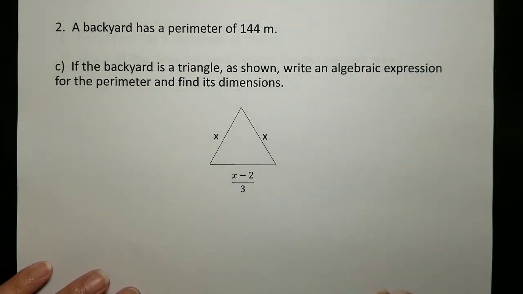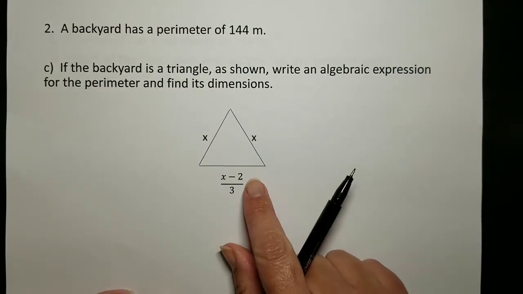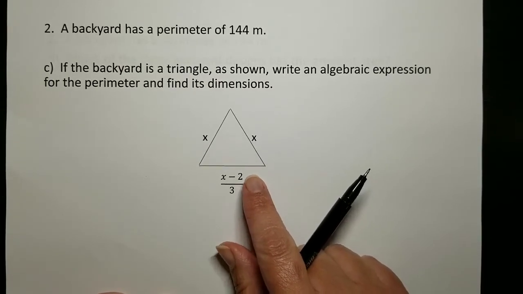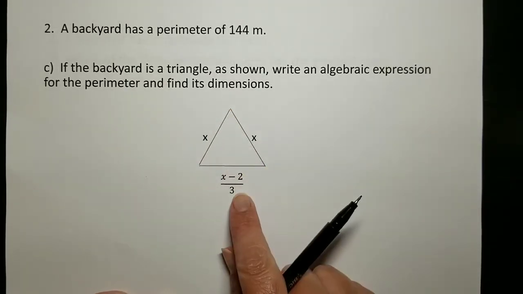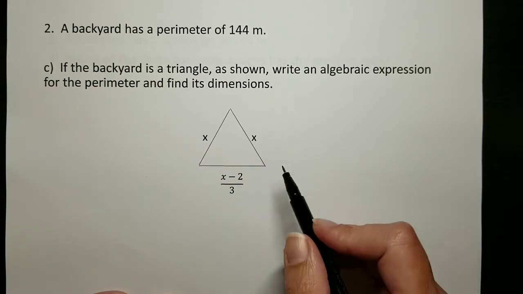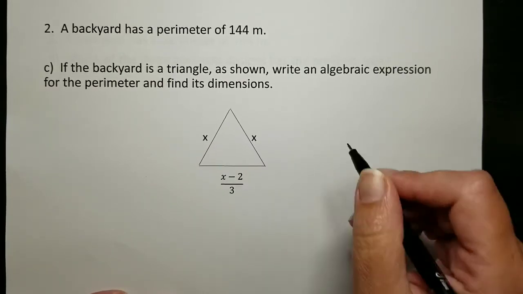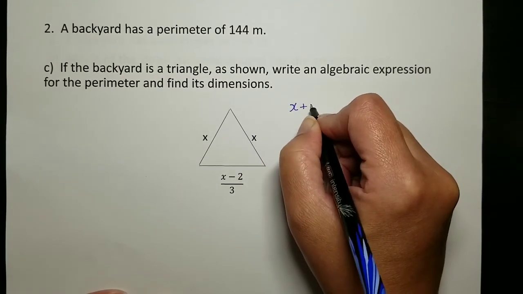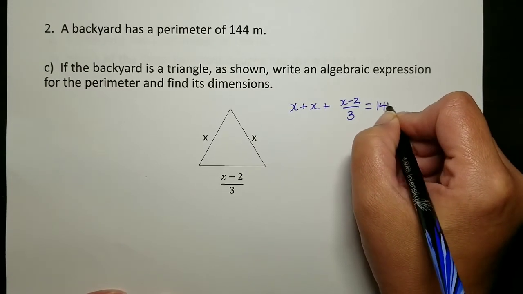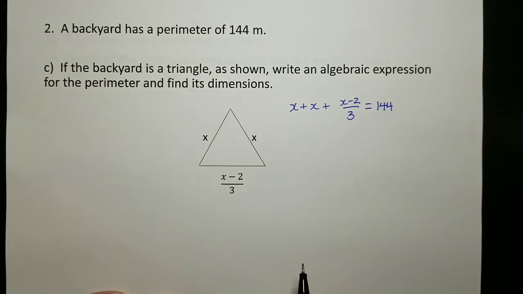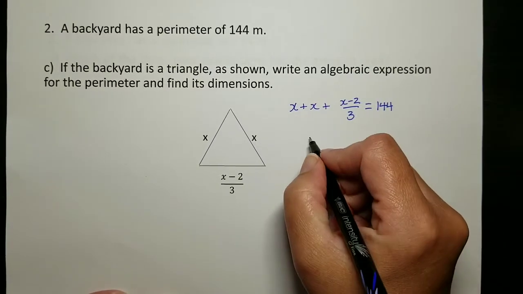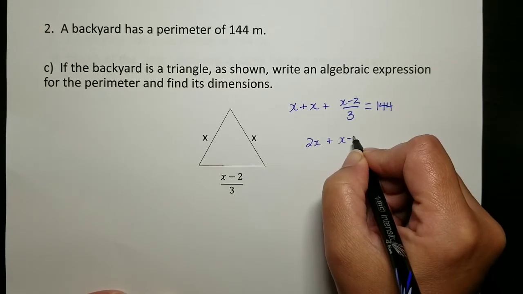The last one is a kind of funny shaped backyard. It's a triangle, and we have these dimensions. We've got x, and this one, x minus 2 over 3. We are still going with our total perimeter of 144. So let's add these up. If I have x plus x minus 2 over 3, I'm going to make that equal to 144. To make this a little bit nicer before I deal with the fraction, I'm going to add x plus x because we know that that's 2x.